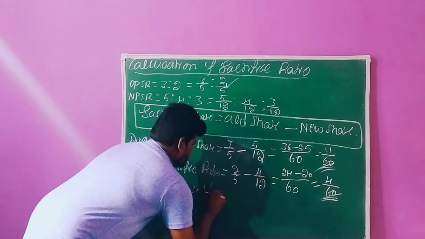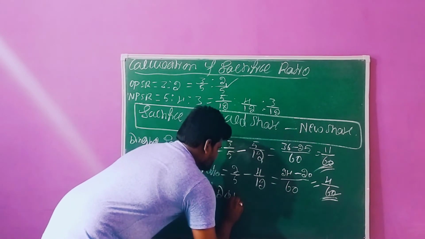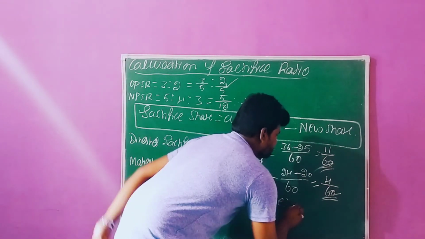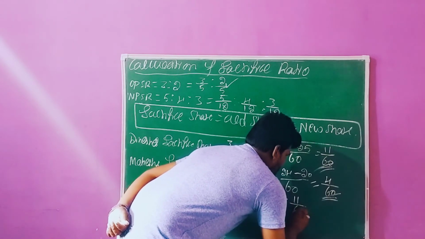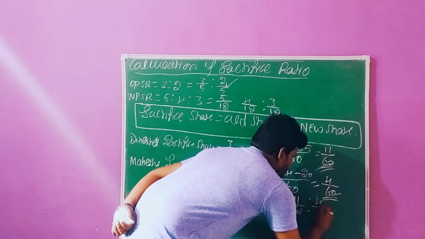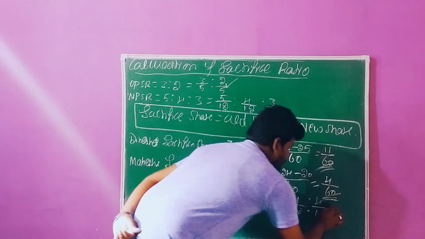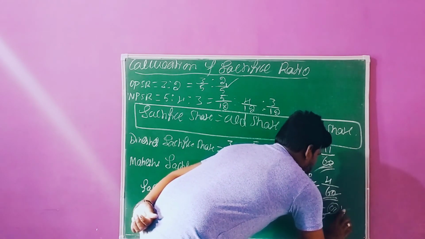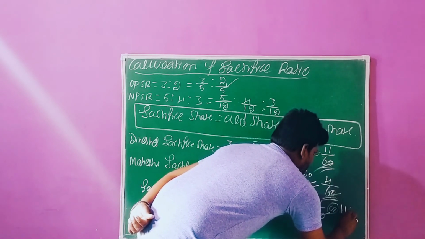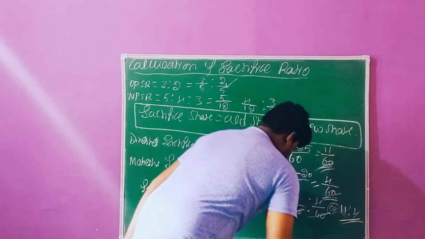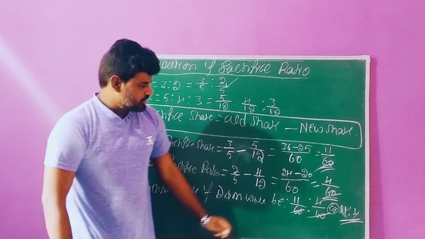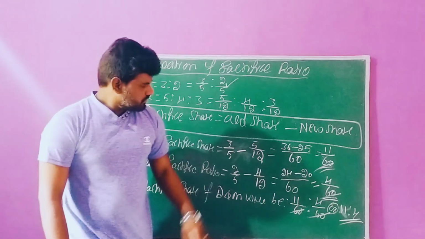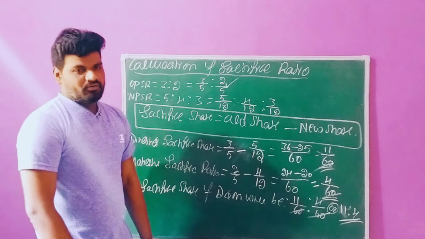The sacrifice share of Dinesh and Mahesh will be 11 by 60 is to 4 by 60, or with the 60 cancelled, 11 is to 4. This is the sacrifice ratio between Dinesh and Mahesh. So this is related to 6-mark questions.